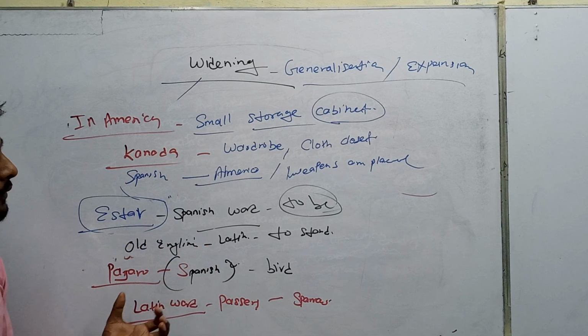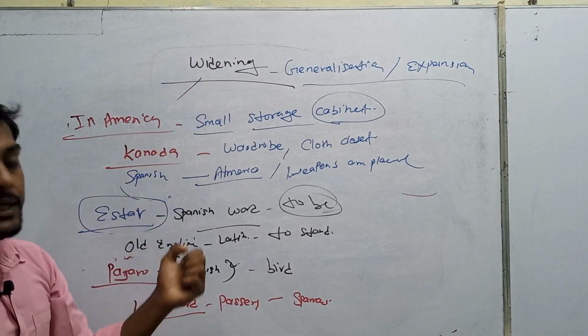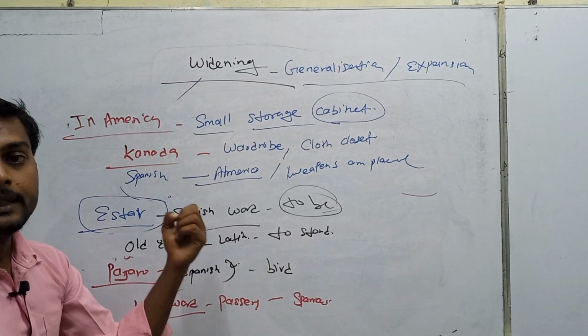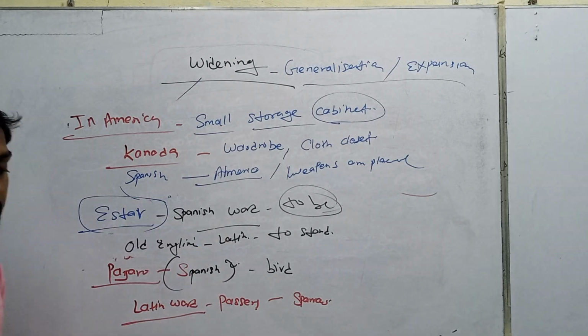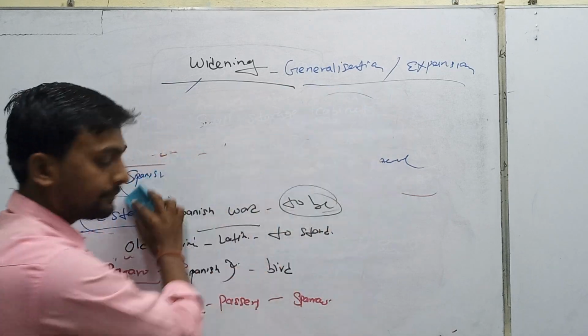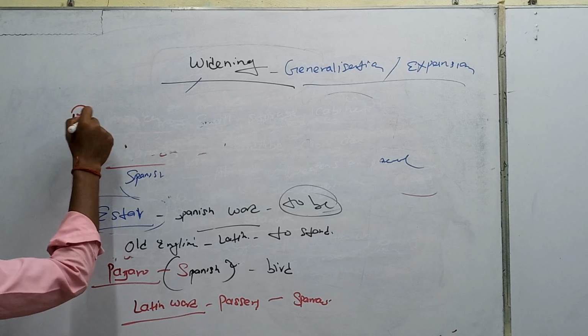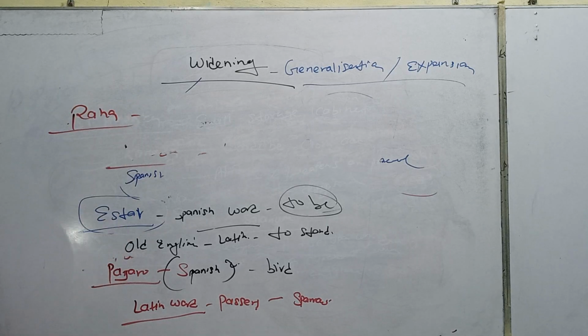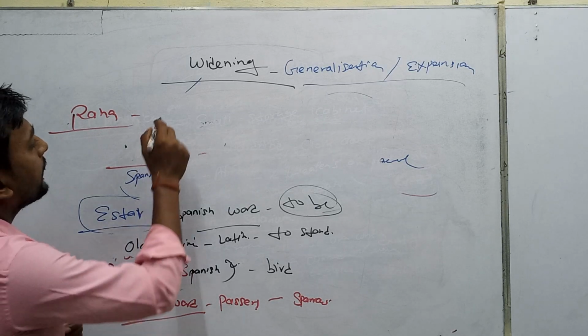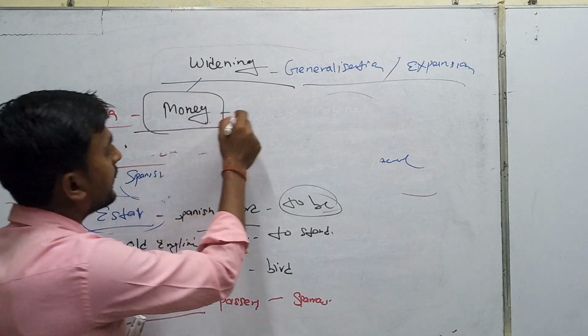In the process of widening, the range of the meaning of a word widens, extends, or increases. Let's look at the last example of widening, which is Raha. What does Raha mean? Raha means money in Spanish.